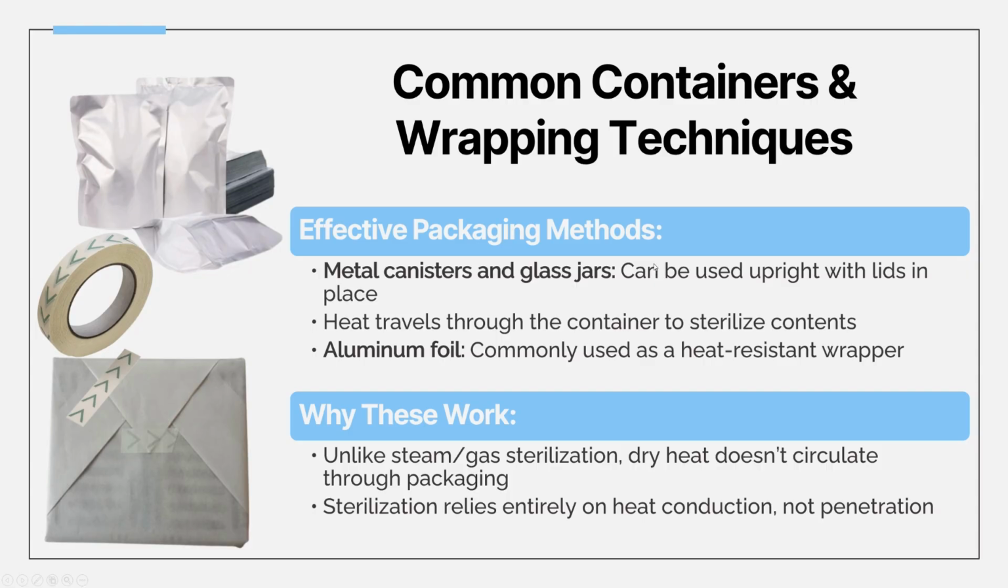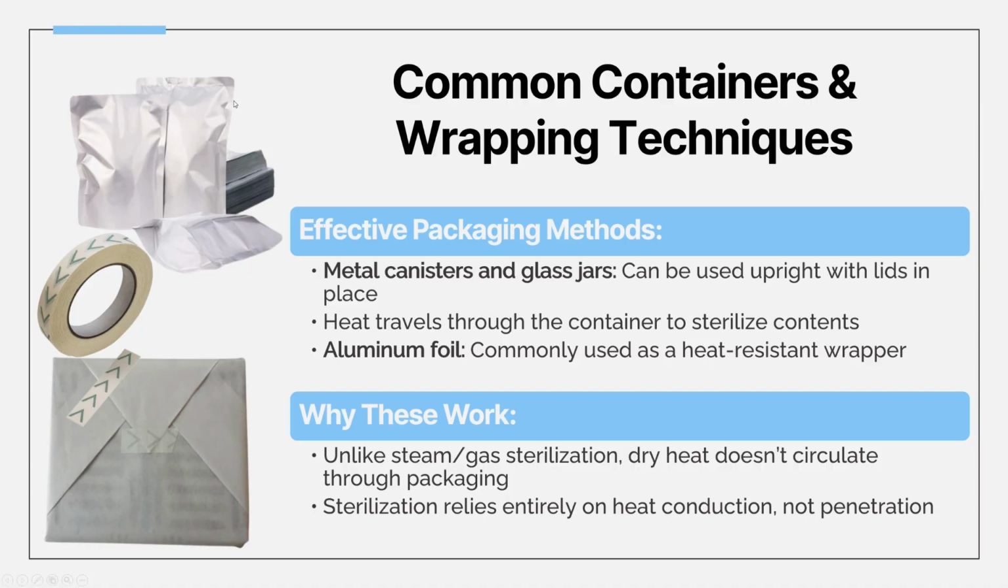Since we rely on heat conduction in dry heat sterilization, so we don't rely on airflow or penetration like steam or gas sterilizers, we have to use packaging materials that allow heat to transfer effectively. So metal canisters and glass jars are ideal because they conduct heat well, even with lids on. The heat travels through the container to sterilize the contents.